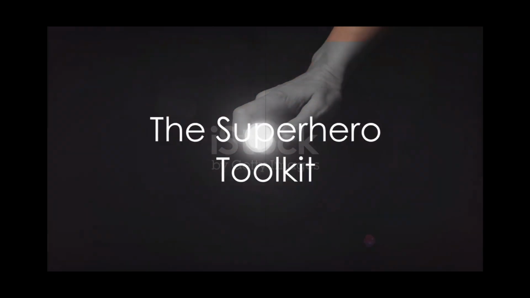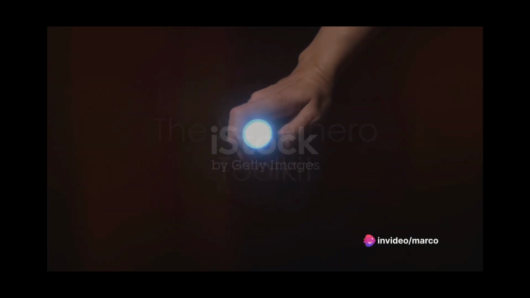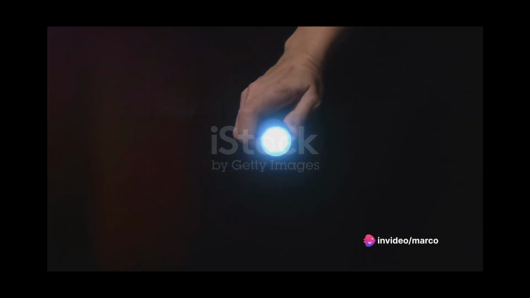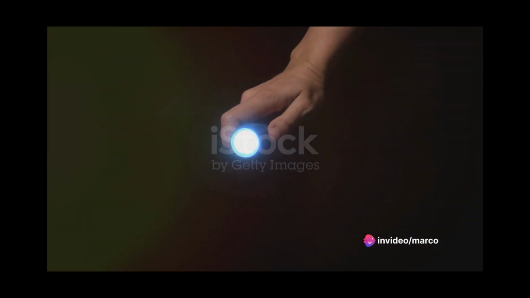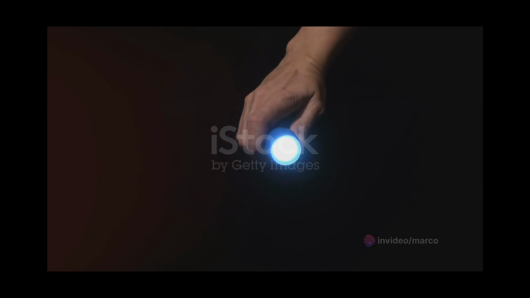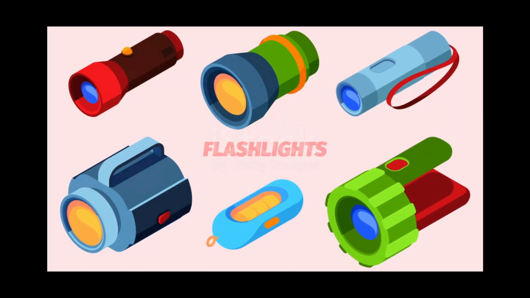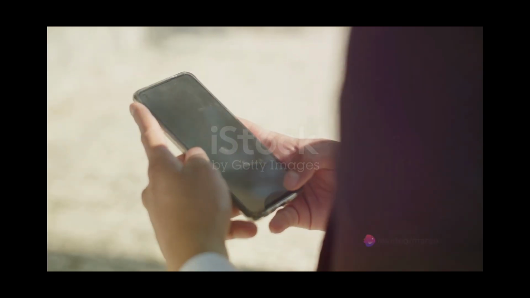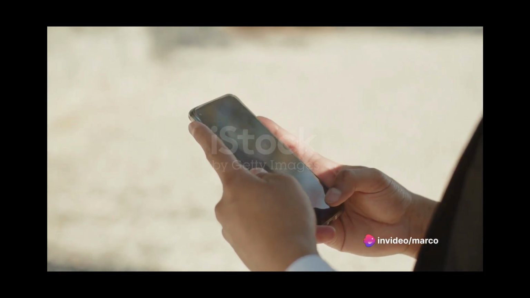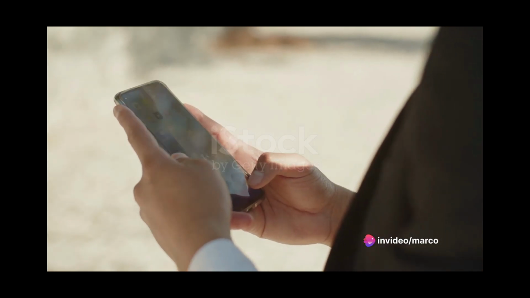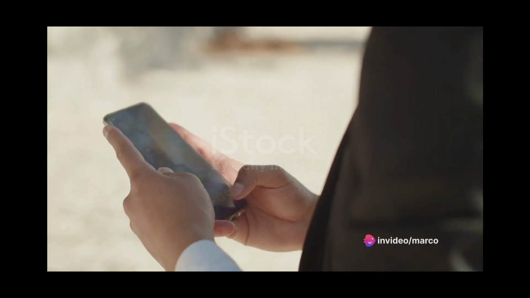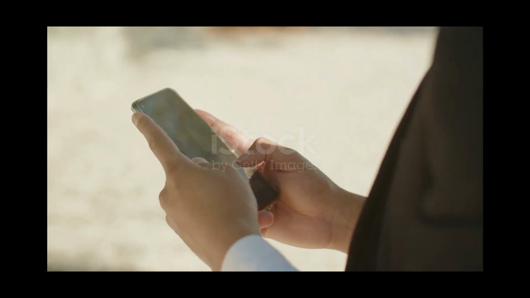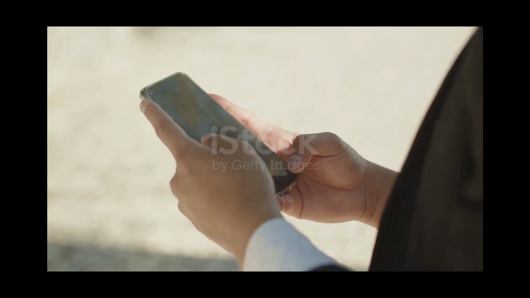Now, let's talk about your superhero toolkit. You know, every superhero needs their gadgets, but who says they have to be high-tech? Let's start with a simple flashlight. It's not just for finding your way in the dark, folks. It can be a signal device, a beacon of hope in the dark. How about your smartphone? Sure, it's great for scrolling through social media, but it's also your communication hub. You can use it to track down villains or call for backup when things get dicey.